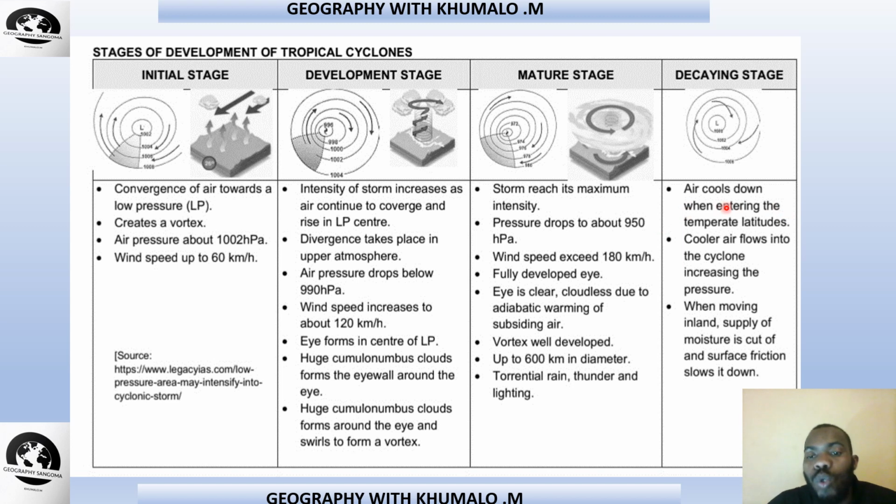So now, air cools down when entering the temperate latitudes. The cooler air flows into the cyclone, increasing the pressure. When moving inland, the supply of moisture is cut off and the surface friction slows it down. Now our tropical cyclone is going to die out in the decaying stage.